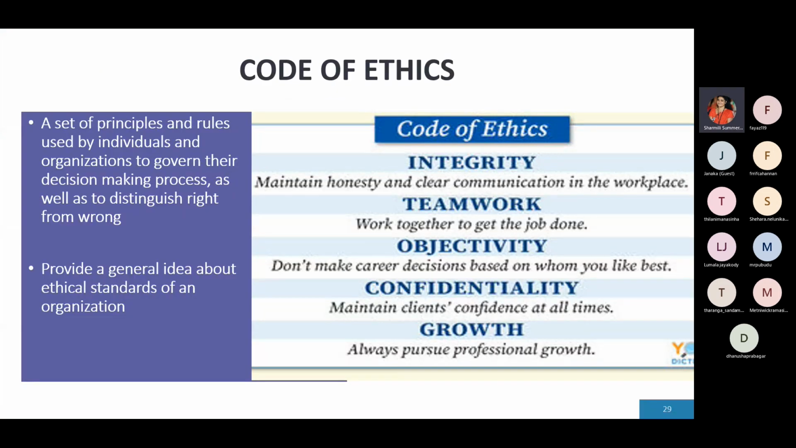Now we'll move to the code of ethics. We already know what a code of conduct means; now we'll see what a code of ethics means. It is also a set of principles and rules used by an individual or any institution or organization to guide the decision-making process as well as to distinguish right from wrong. The code of conduct is a kind of values and beliefs which support how we provide care, supporting the care services. But the code of ethics rules the decision-making process.